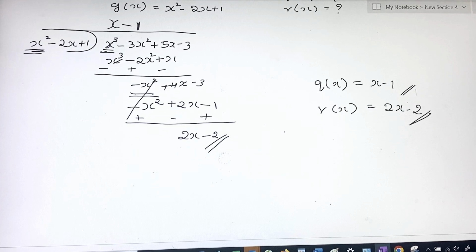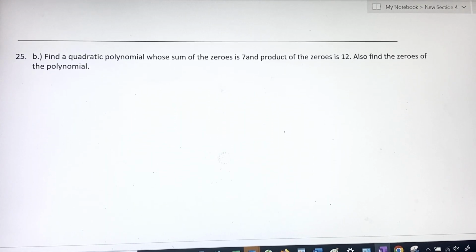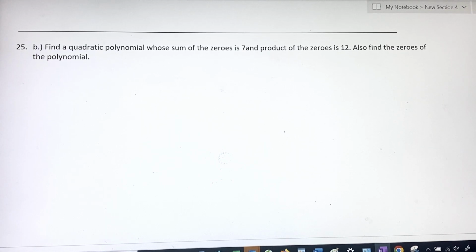Now I'll move to the 25th B question. Okay, so either you can solve the 25th A, which I solved right now, or you can just solve the 25th B question. So the question is, find a quadratic polynomial whose sum of the zeros is 7 and product of the zeros is 12. Now find the zeros of the polynomial.